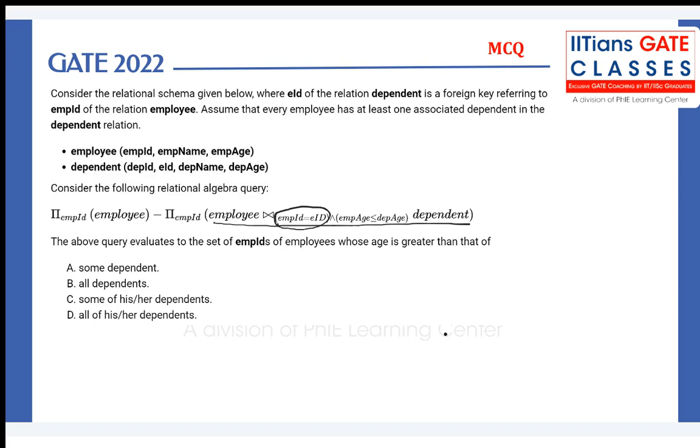So the inner query gives you all the employees with their dependents where the age of the employee is less than the age of the dependent. And if you do a minus, a set difference of that with employee ID, what do you get?